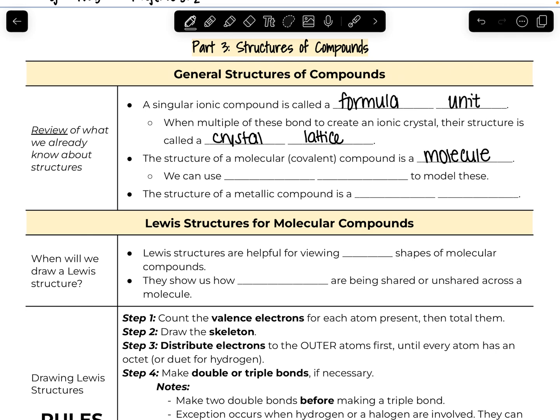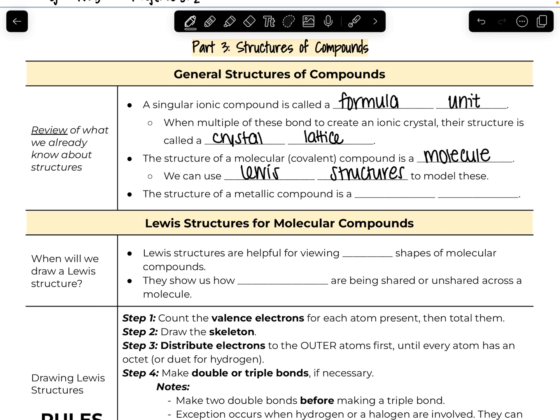So if we wanted to represent these on paper, we use Lewis structures to help us model these. And you've actually already seen examples of Lewis structures. You started learning how to draw these in your Discovering Covalent Compounds lesson. But now we're going to learn how to kind of skip the Bohr model part and draw them from scratch.